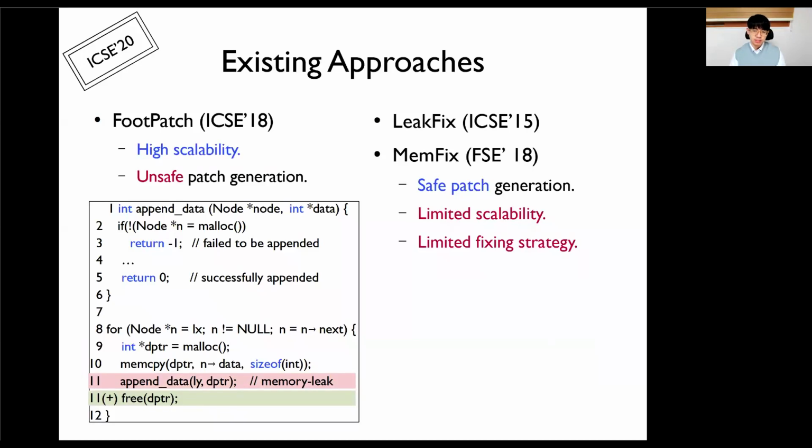On the other hand, the other three state-of-the-art techniques mentioned before completely fail to fix this memory leak error in the program Snort. First, the Bootfetch succeeds in generating a patch itself, but it is an unsafe patch, as this patch introduces use after free in this case. Likewise, LeakFix and MemFix also fail to fix this error in the program Snort due to the limited fixing strategy and the scalability issues respectively.